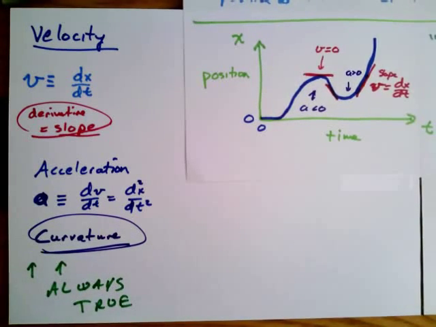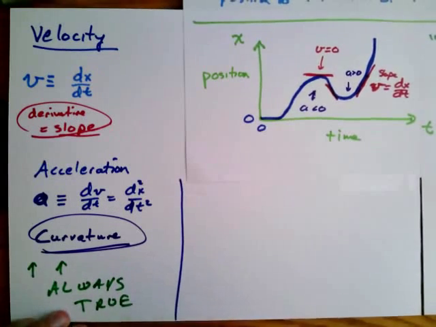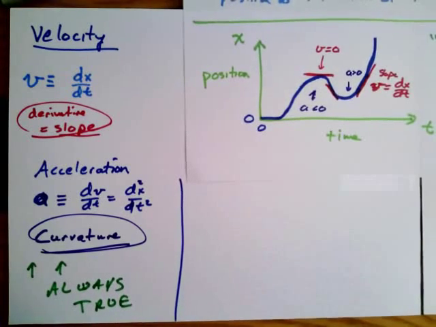So these definitions of velocity and acceleration are always true. You can always take the time derivative of the position to get the velocity. You can always take the time derivative of the velocity to get the acceleration. It doesn't matter how complicated the motion. The velocity is defined as the time derivative of the position, and the acceleration is defined as the time derivative of the velocity.